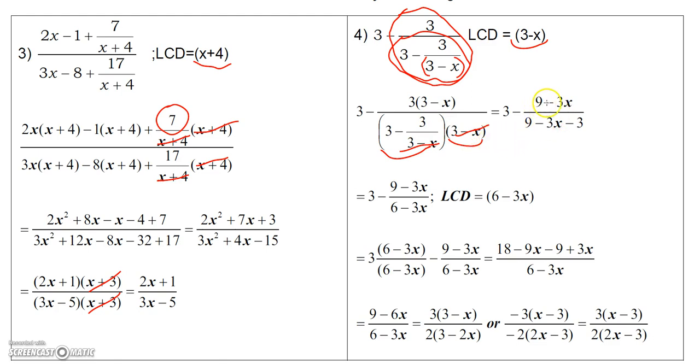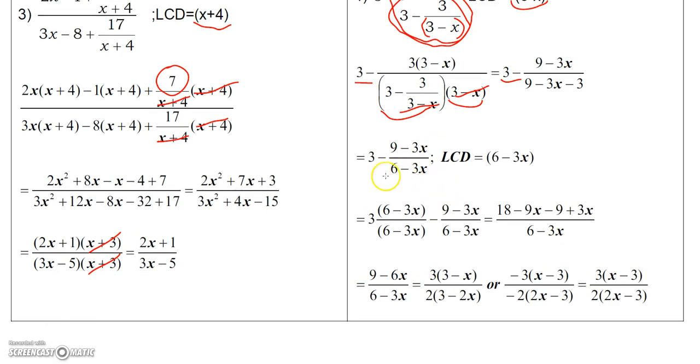Okay, now simplify the fraction. Let's see, I have 9 minus 3x, and then here 9 minus 3 is 6, so that would be 6 minus 3x. And don't forget we're carrying the 3 along, this 3 that we're carrying along. We'll get to it in a minute. Okay, so we have 3 minus 9 minus 3x over 6 minus 3x.